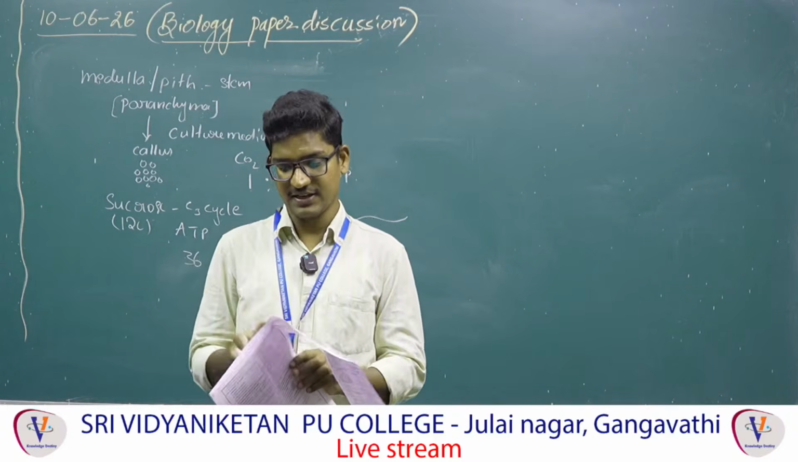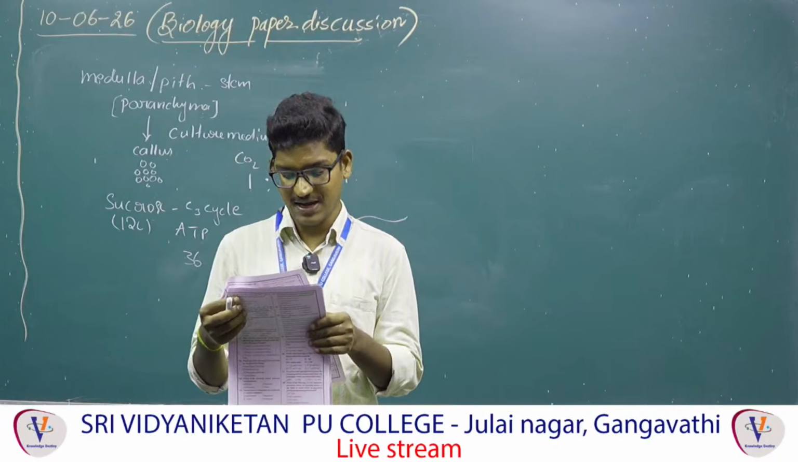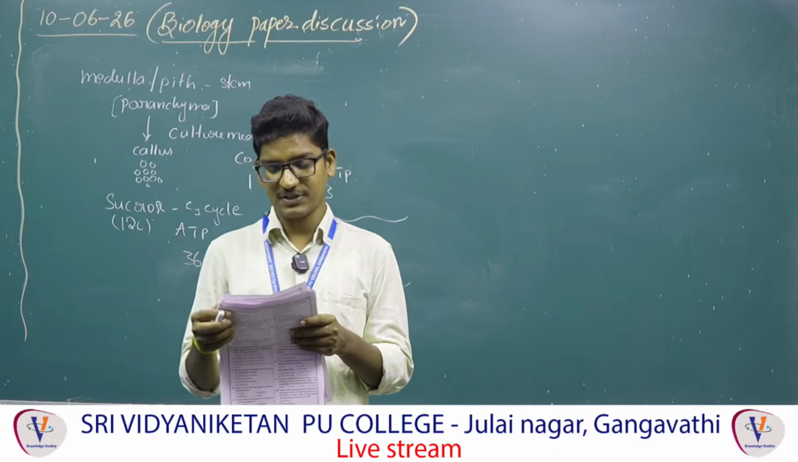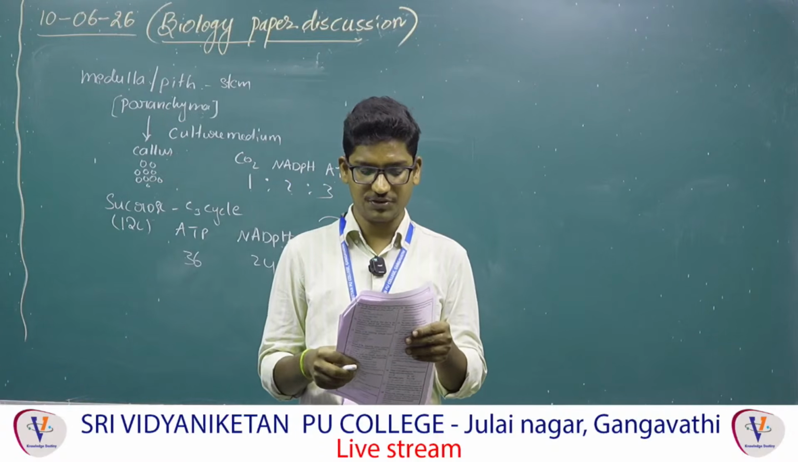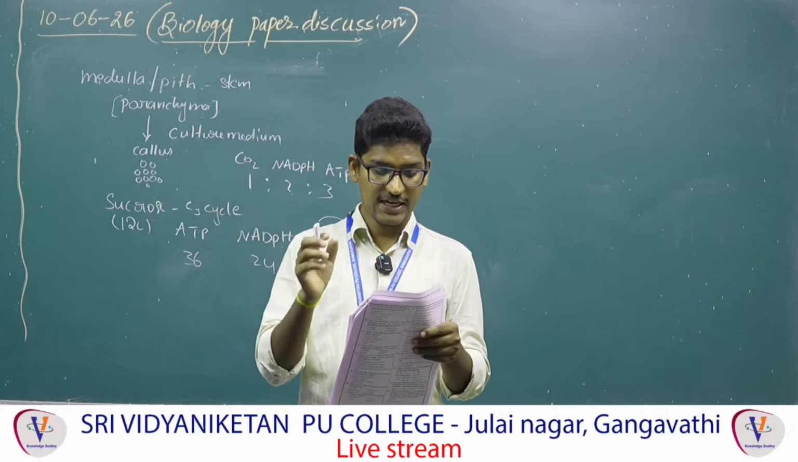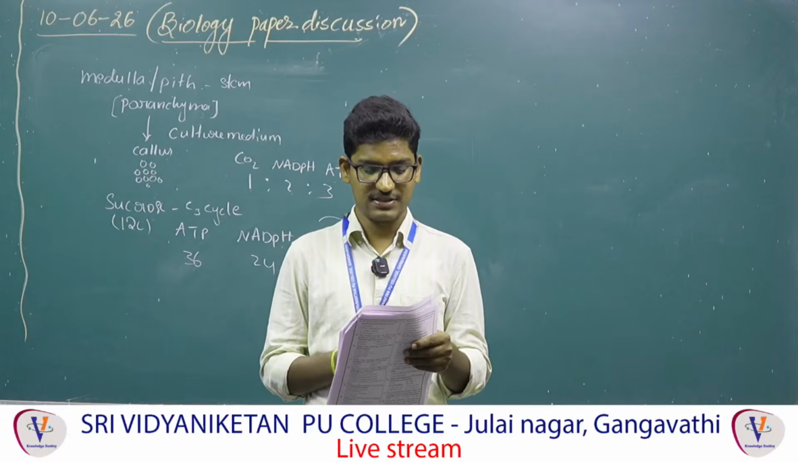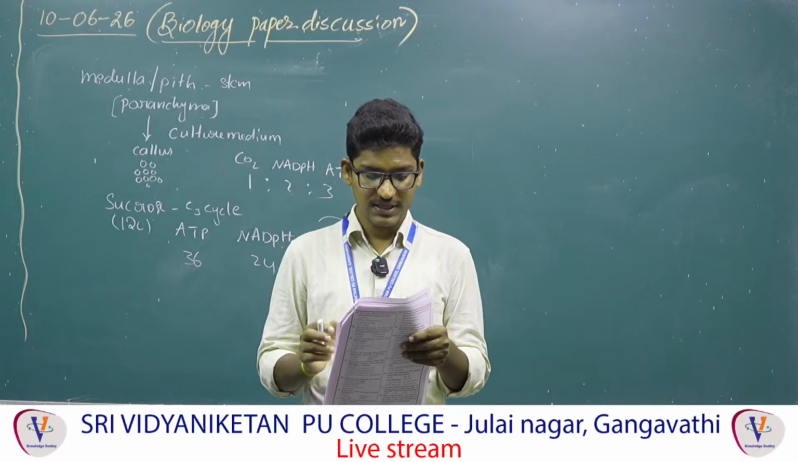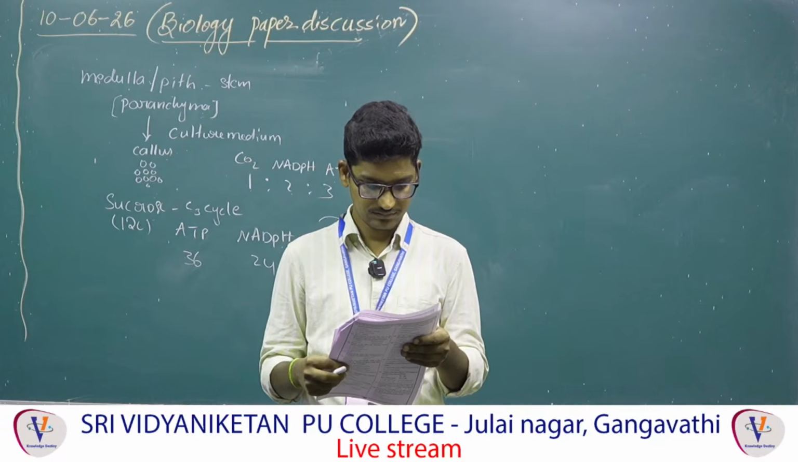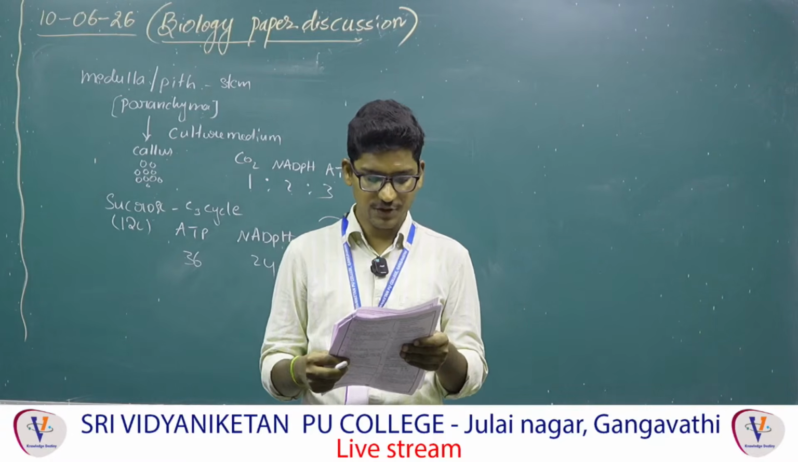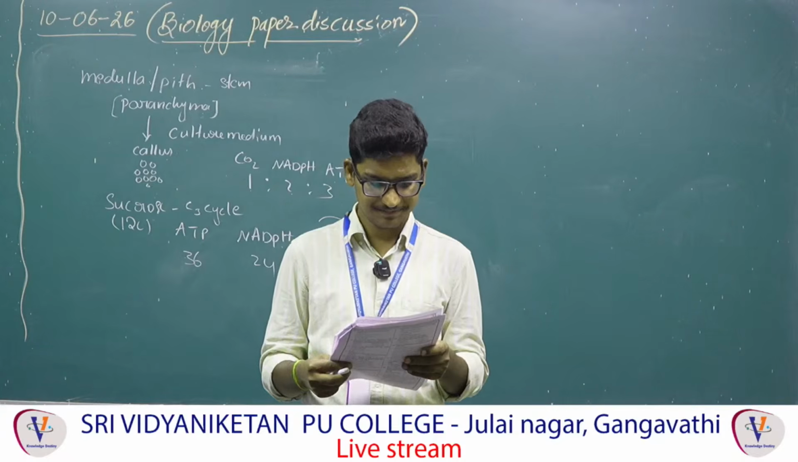So 127, they had given the diagram. In the diagram, if you observe the first trophic level, A, B, C are there. A, B, C are producers. E, D, F are the consumers. D, if you observe, so it is going to be omnivorous species.